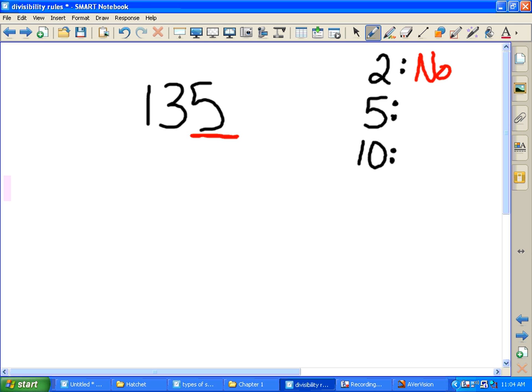The rule for 5 states it has to be what? 5 or 0. Is this a 5 or 0? Yes. So it's a yes. The rule for 10 states what? It can only be a 0, right? Is this a 0? No. So the answer is no. No, yes, no. So what number can I divide 135 by without a remainder?